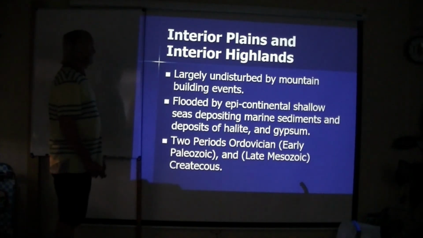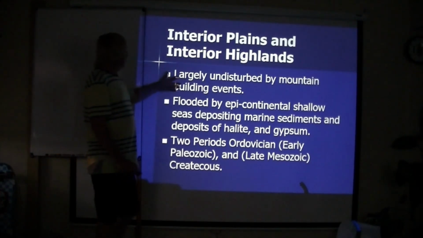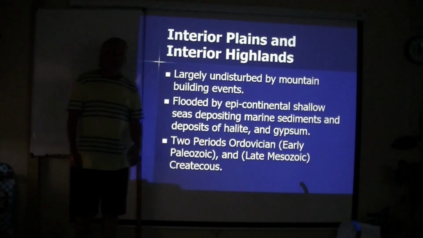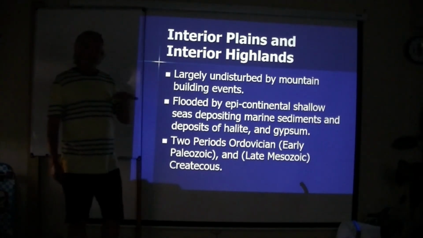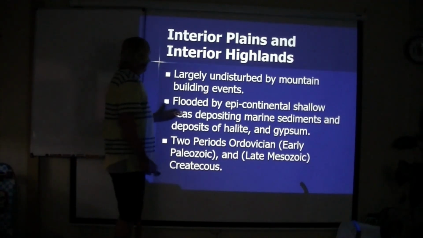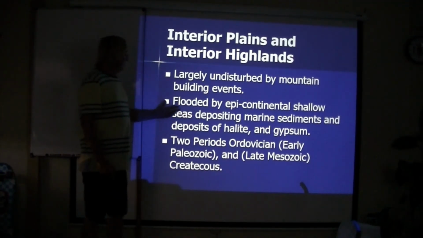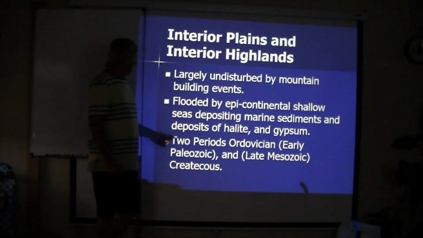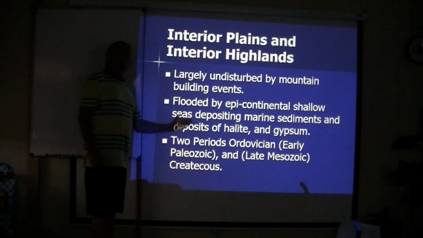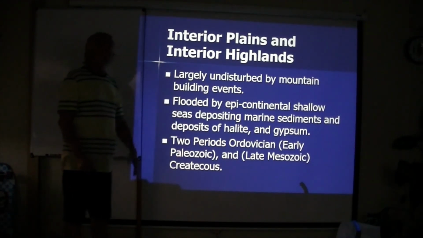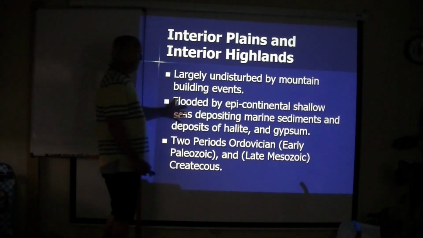Okay, the interior plains: largely undisturbed, no mountain building events. Pretty much flat country, so you drive across places like Kansas, Nebraska, it's pretty flat. There aren't any mountains because they haven't had any tectonics. For most of its life, it was flooded by epicontinental seas, and epicontinental means basically a very shallow sea. These were seas that formed during the Paleozoic, when the North American continent was right at the equator. So these were very warm, shallow seas.